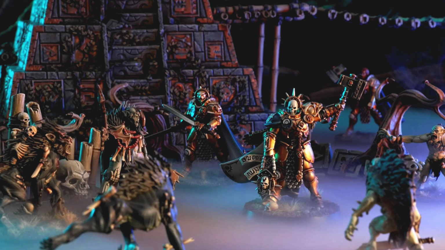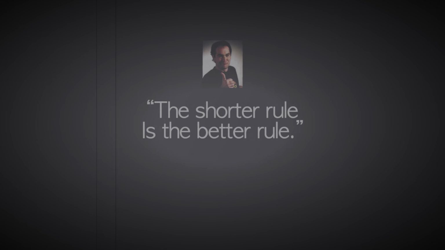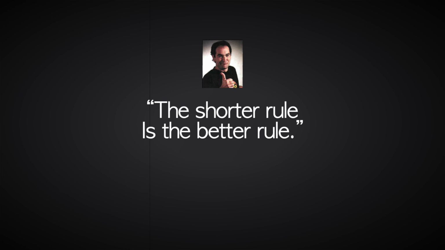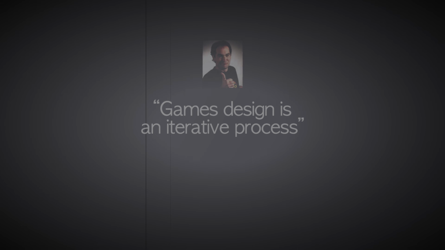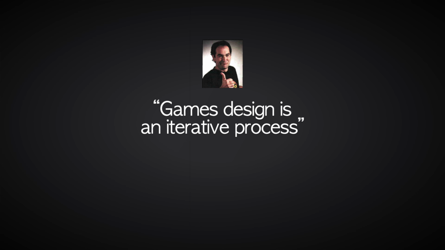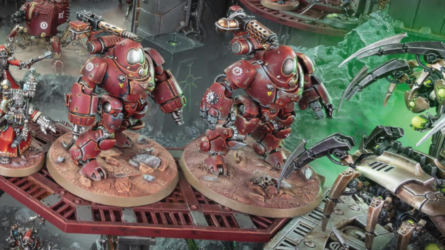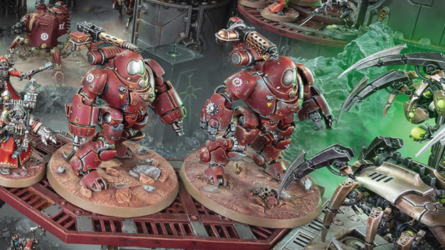Off the top of my head, how would units that are bigger than 500 points, say Archaon or Nagash, work in a system? I don't know. That's something that we would need to figure out. In my last video, I introduced a Jervis Johnson maxim, which was the shorter rule is the better rule. Well, another one he instilled in me was games design is an iterative process. Very few ideas start out great. You need to keep building upon them, discovering their issues.